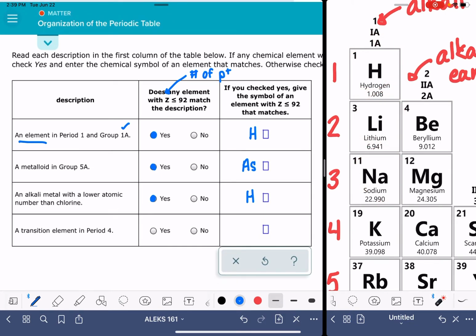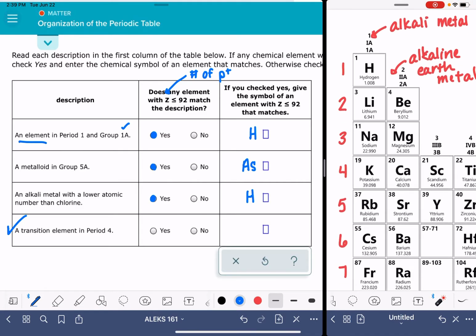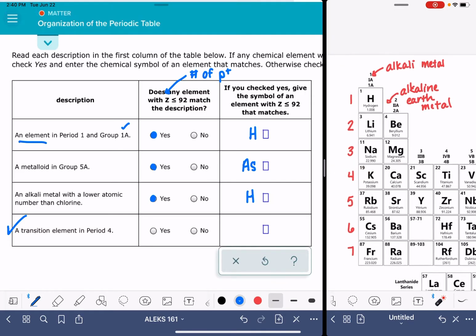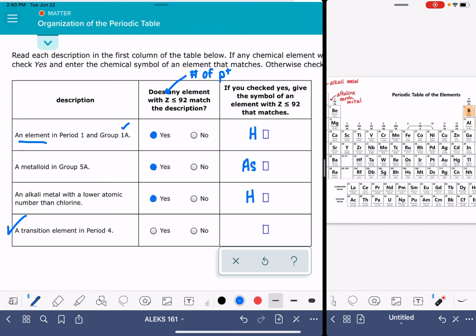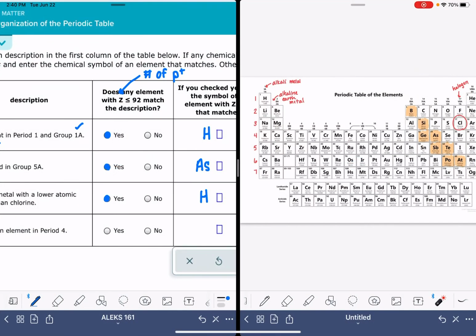And the last thing that I'm being asked about here is to locate a transition metal that is in period 4. So remember, the periods are the horizontal rows on the periodic table. I've got this numbered, period 4. Where are the transition metals located? So I'm just going to need to kind of zoom out a little bit on this periodic table. The transition metals are all of these elements in this spot right here.